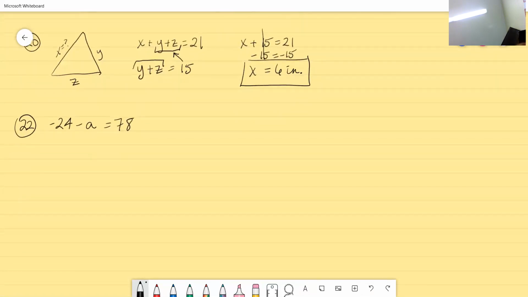Okay, so again, we are subtracting a from negative 24. So we need to add the inverse of negative 24 to both sides. This becomes 0, so we're left with negative a equals, I think that's 7, 8, 9, it's 102.